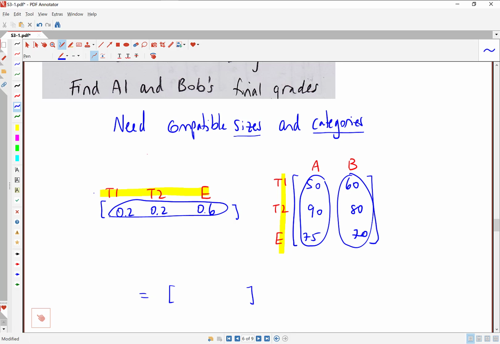By doing this multiplication, the categories of test 1, test 2, and exam disappear. So by multiplying them with compatible categories, they've disappeared, and all we're left with is the categories from the columns of the second matrix. So we'll just have A and B. In other words, we're going to have Al's final grade and Bob's final grade by doing the dot product. So if you work out the actual numbers, it's 73 for Al and 70 for Bob. And if you did have multiple categories in the rows of the first matrix, you would see those multiple categories coming out in your answer.